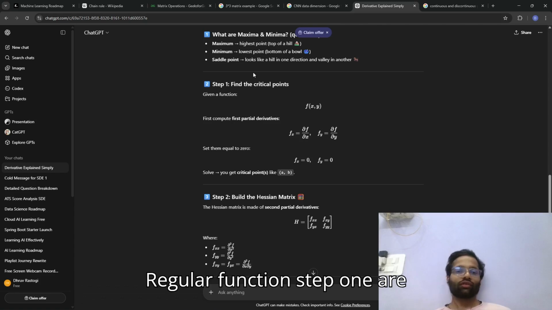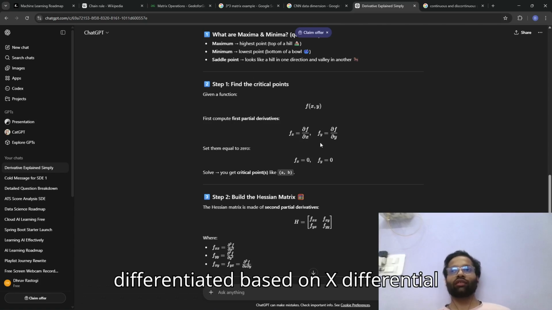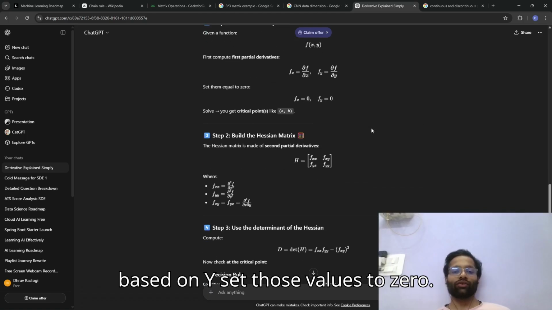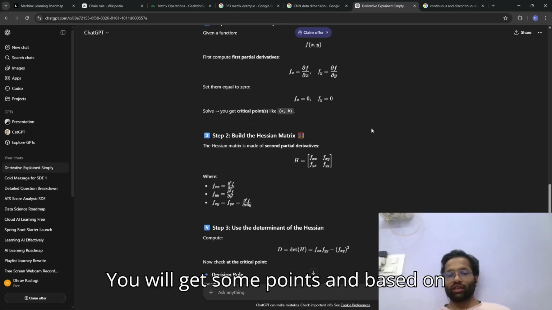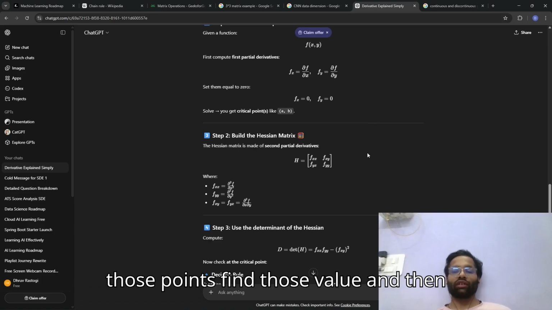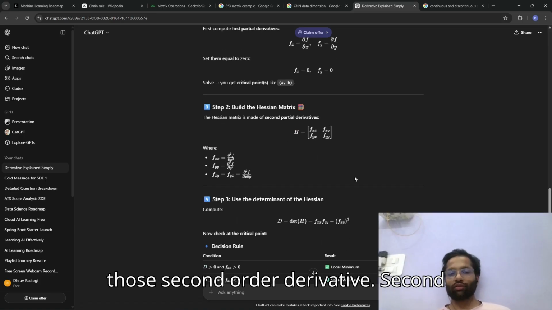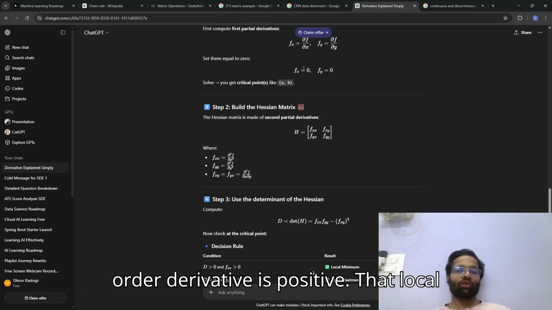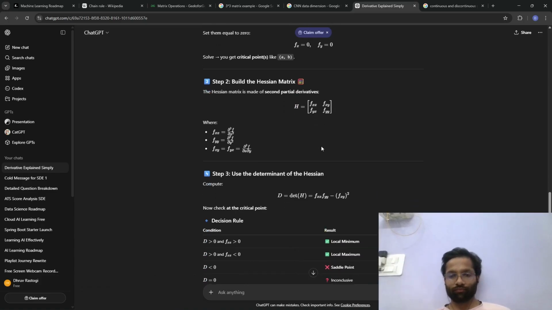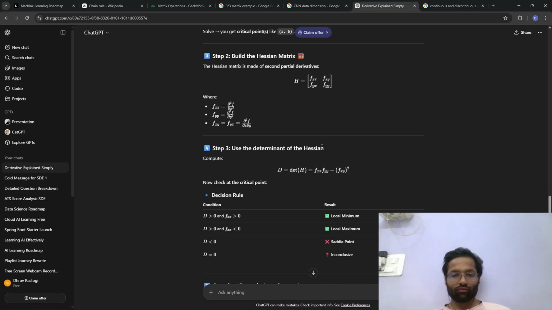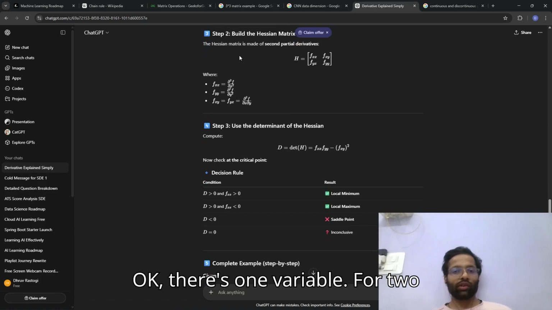You are given a function. Step one, differentiate based on x, differentiate based on y. Set those values to 0. You will get some points, and based on those points, find those values, and then do a second order derivative. If the second order derivative is positive, that local point might be the minimum. That's for one variable.